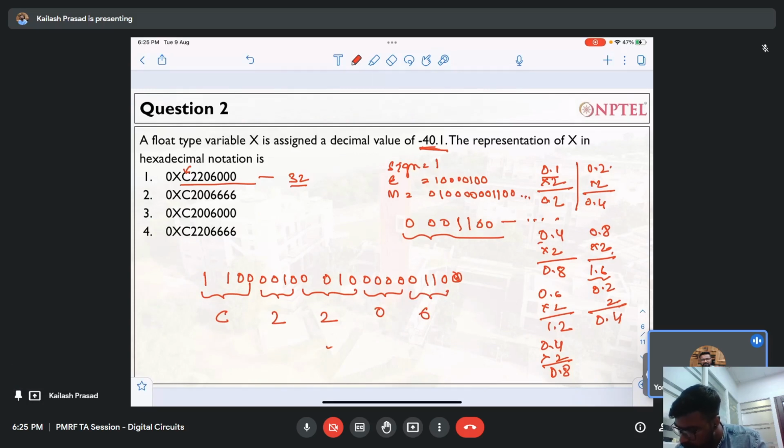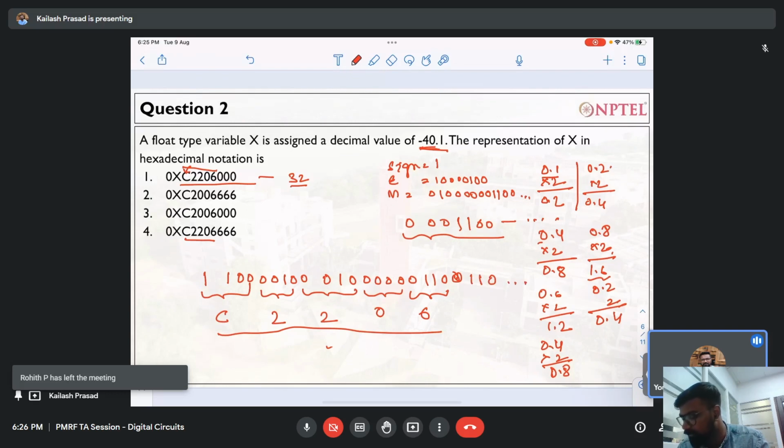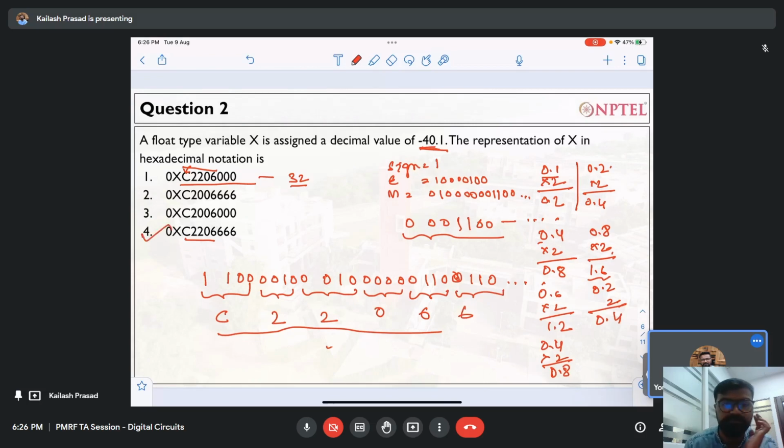So C2206, right? So this option is also correct, and this option is also correct. So what we have to do is proceed ahead to generate more numbers. So it will be 00, then again we will have 1, and then we have 1, then again 0. This pattern will keep on repeating. So again 6. So the fourth option is correct. Is that clear, everybody?